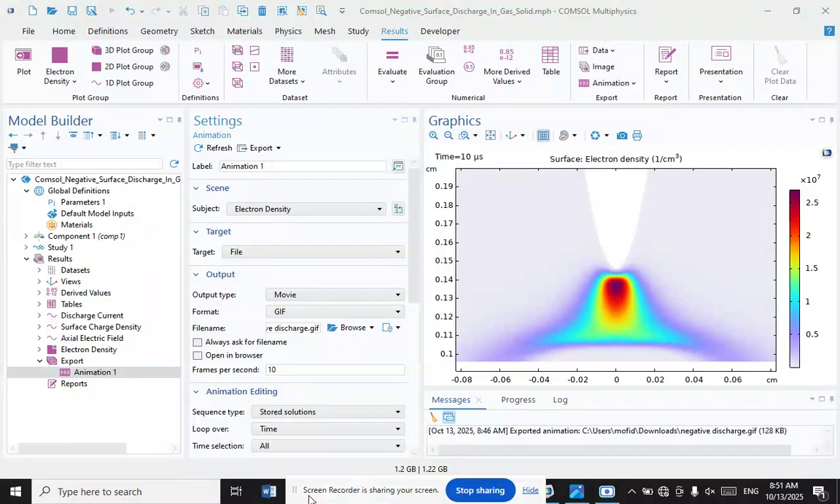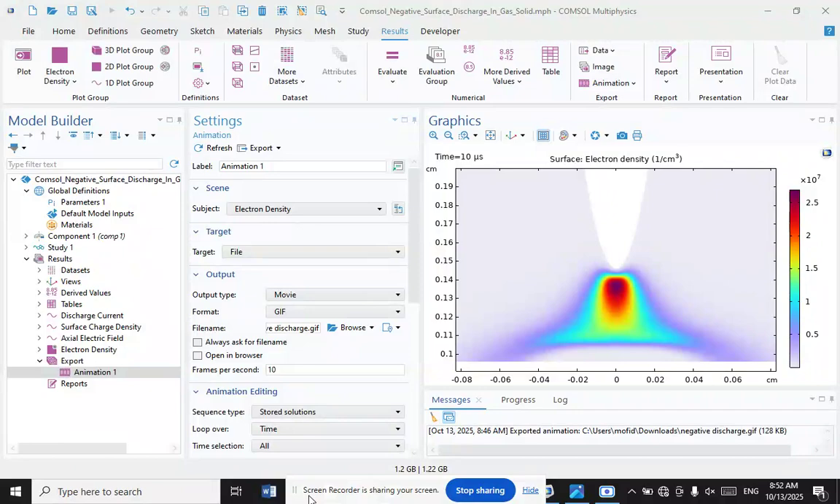The next one is channel shape. In contrast to the positive discharge, which shows a branching and expanding channel, the negative discharge typically presents a single stout channel that develops and expands simultaneously.